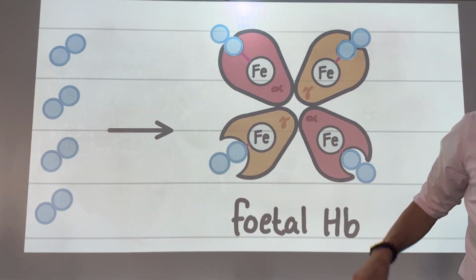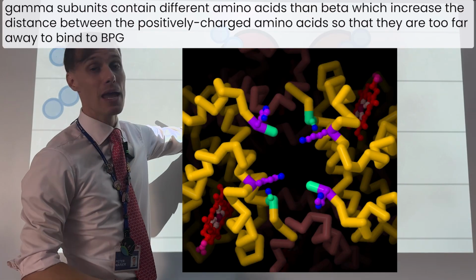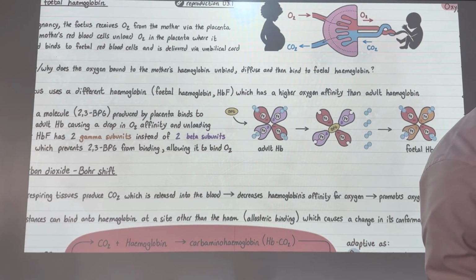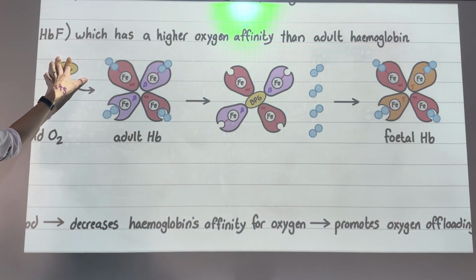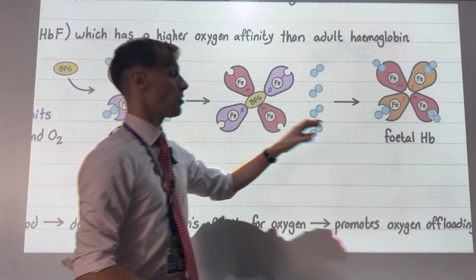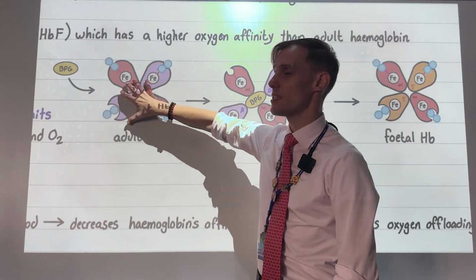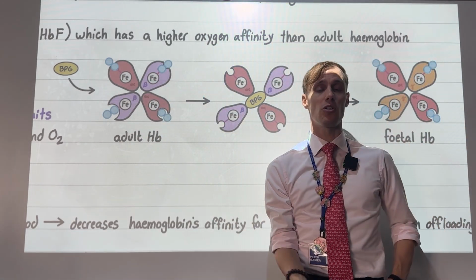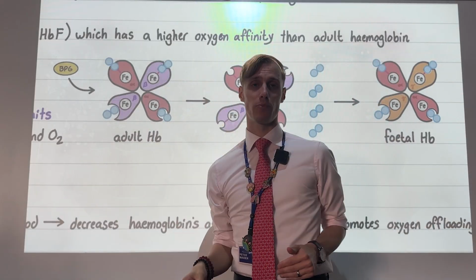Well, 2,3-BPG cannot readily bind to fetal hemoglobin. And that's because rather than beta subunits, there's gamma subunits. This means that in the presence of 2,3-BPG, if there is both adult hemoglobin from the mother, but also fetal hemoglobin, it will promote oxygen offloading in this hemoglobin, but not this one. Therefore, fetal hemoglobin actually has a higher affinity for oxygen at the same partial pressure.